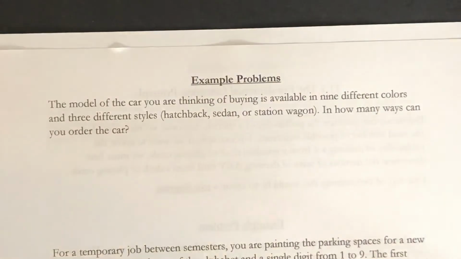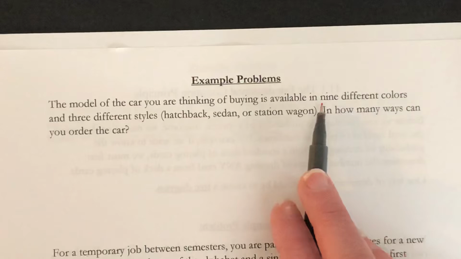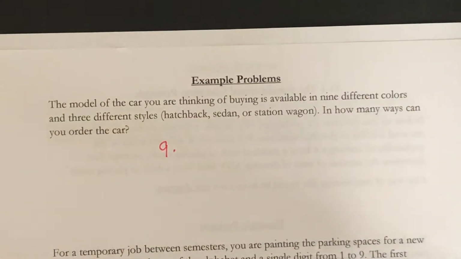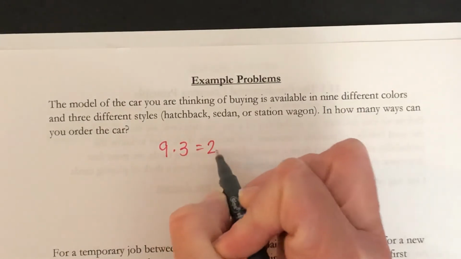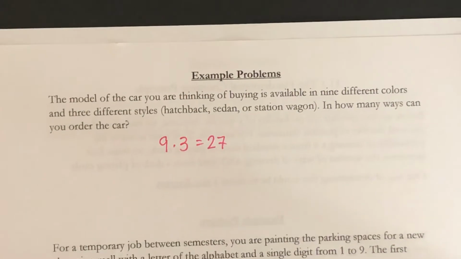The model of the car you are thinking of buying is available in 9 different colors, and 3 different styles: hatchback, sedan, or station wagon. How many different ways can you order the car? Okay, so we need to pick one of the 9 different colors, and then one of the 3 different styles. So there are 27 different ways to buy that car.